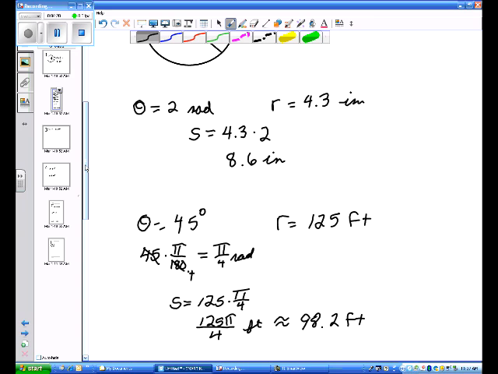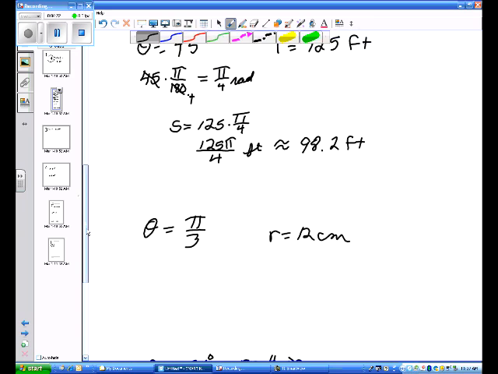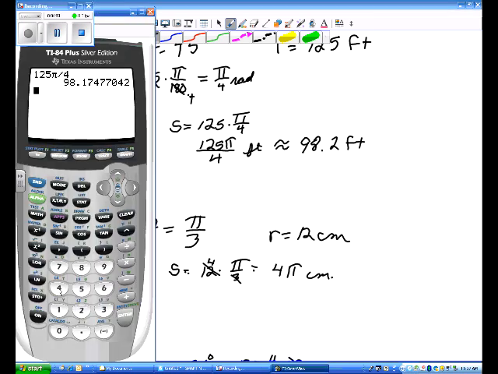Okay, let's look at another problem. Say that we're given our central angle in radians and we have a radius of 12 centimeters. Then our arc length is simply our radius, 12 centimeters, times pi over 3. We can cancel, and we end up with 4 pi centimeters. And again, if you were going to measure that, that doesn't have a lot of meaning for us. So we could go back to our calculator and do 4 times pi and get approximately 12.6 centimeters.